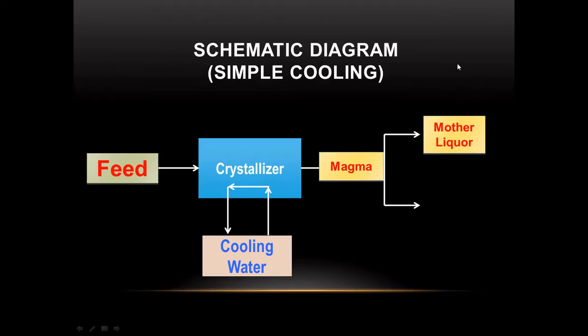So solids tend to precipitate out of the solution, which enables us, when it is already in the centrifuge, to separate the liquor from the crystals. But this magma is the main product of your crystallizer and it's being processed further in the centrifuge to separate the solids, the crystals, from the mother liquor.